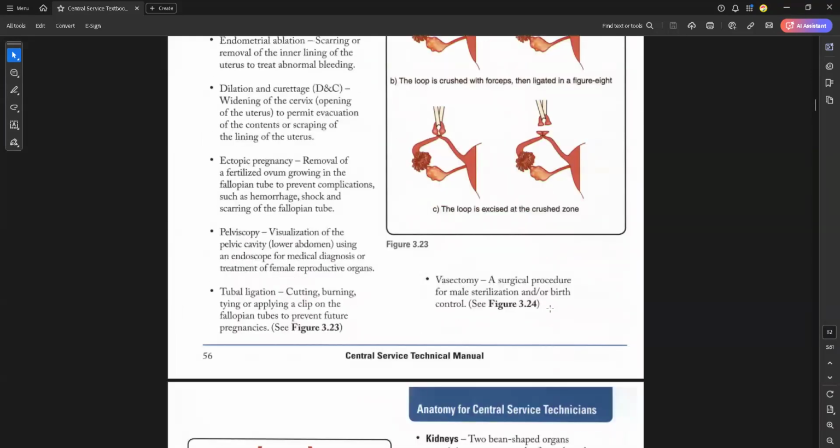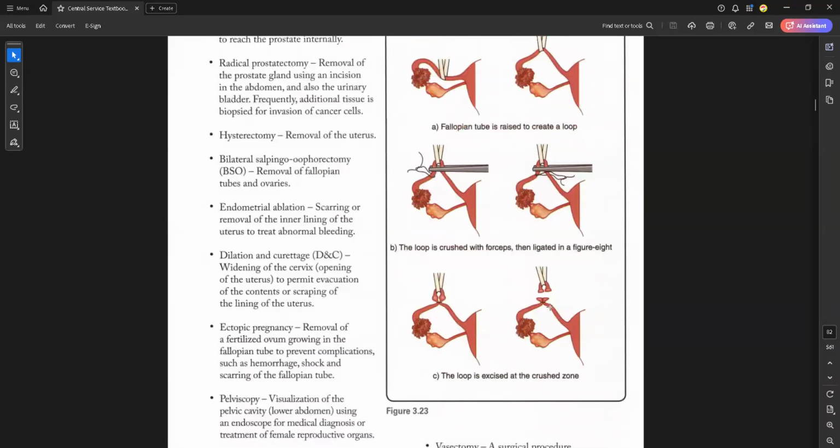Okay, you can see some pictures over there. So let's look at the surgical procedures that are associated with this. We have radical prostatectomy, removal of the prostate gland using an incision. That's about that. We have hysterectomy, removal of the uterus. Then we have bilateral salpingo-oophorectomy. Remember, when we started the class on chapter 2, we talked about TAH, total abdominal hysterectomy, and BSO. The BSO is bilateral salpingo-oophorectomy, a removal of the fallopian tubes and ovaries.